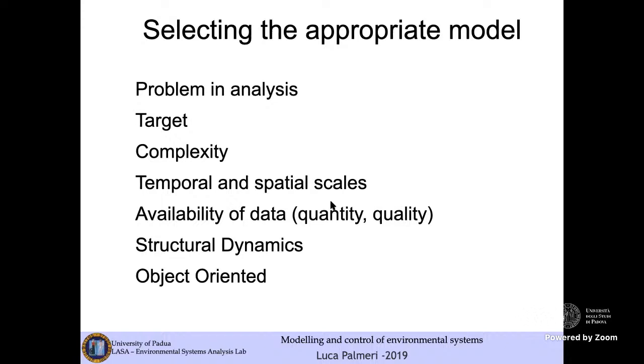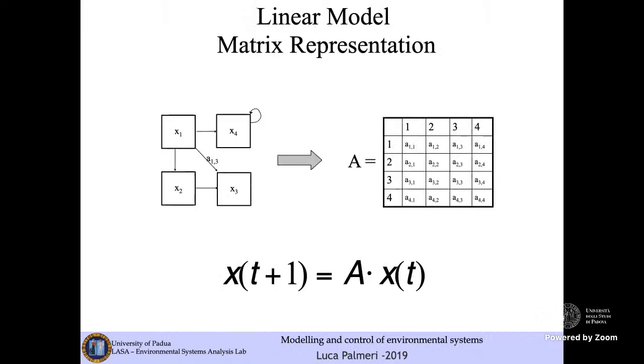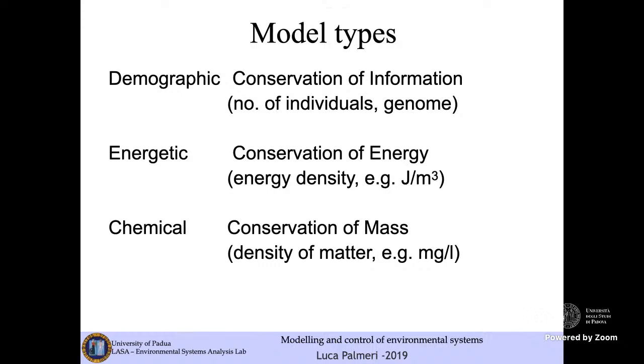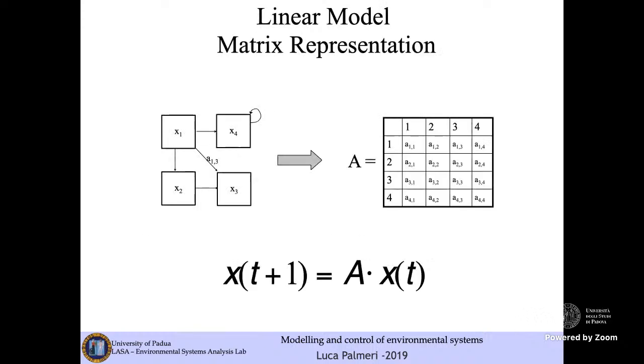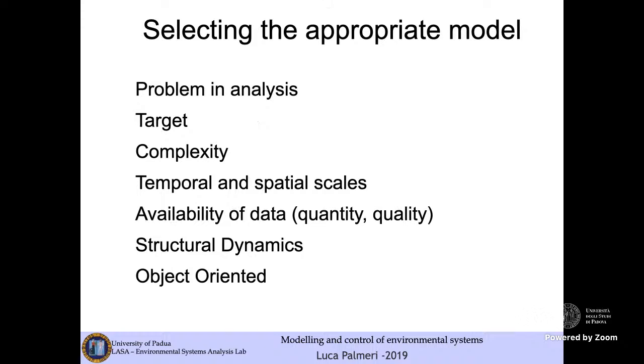Then a final question that the mathematical modeler may consider is that of employing an object-oriented approach. The object-oriented approach is typical when you employ individual-based models, in which you are modeling, for example, let's go back to the case of a demographic model in which you have conservation of information. In this case, each element in the model may be described appropriately by an object-oriented approach.